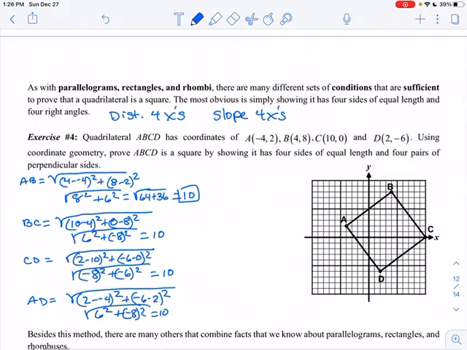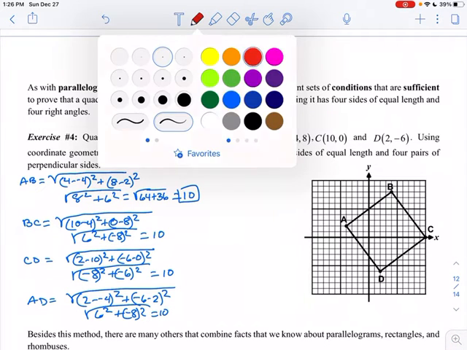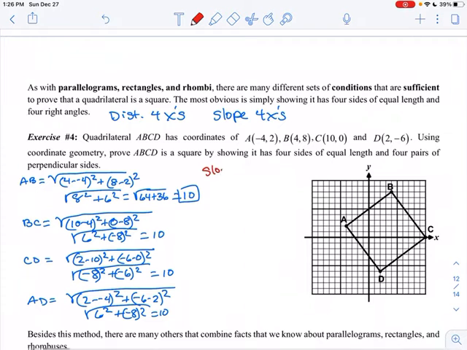Technically that makes it a rhombus. All 4 sides are congruent, and you just have to show that 2 sides are perpendicular to each other, forming a right angle, so you would just have to do the slope 2 times. This one asked us to do the slope 4 times, so I will do that.